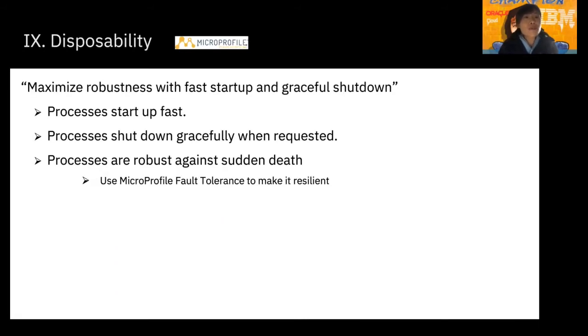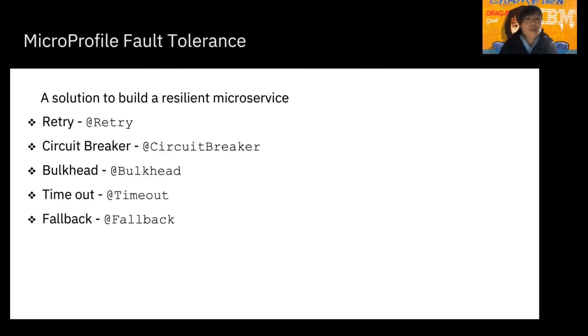So the next one is disposability. You should make sure your microservice has fast startup and graceful shutdown, which means you don't pay money for the time your application is not functioning. So you should choose a lightweight runtime. Also make sure your microservice is robust. You should consider using fault tolerance to make it resilient. Fault tolerance has a few annotations like Retry, CircuitBreaker, Bulkhead, Timeout, Fallback, etc. to help you create resilient microservices.